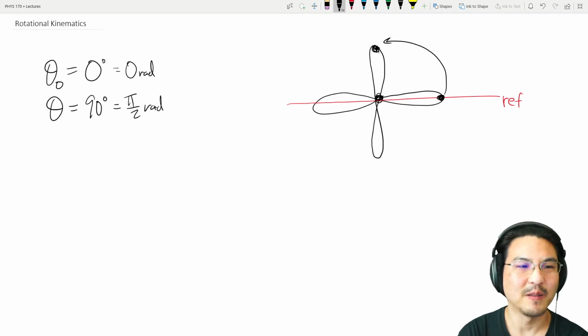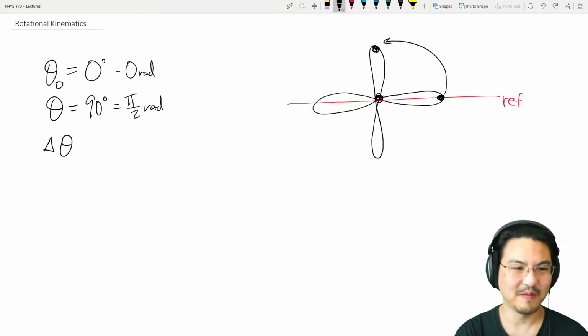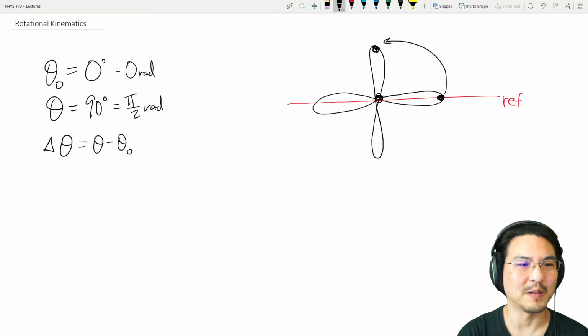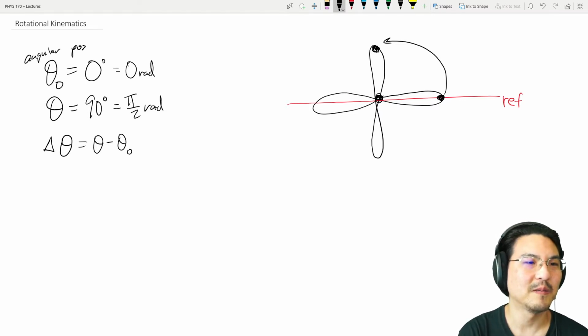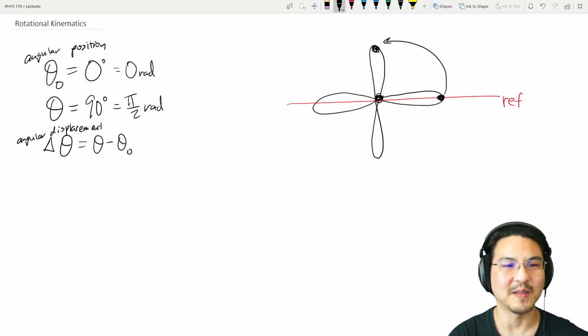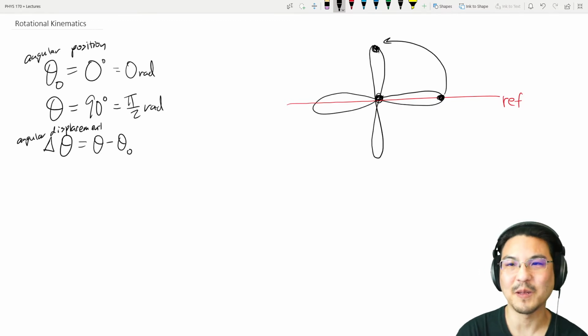Okay, so then there's something called angular displacement, delta theta, right? The change in theta, which is just, right, the difference. So angular position. This is angular displacement. So in this example, the angular displacement is pi over 2.